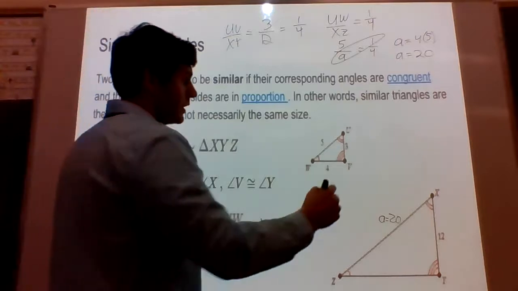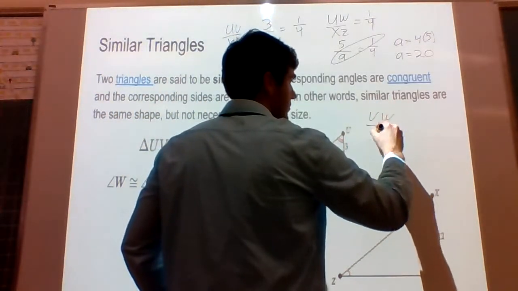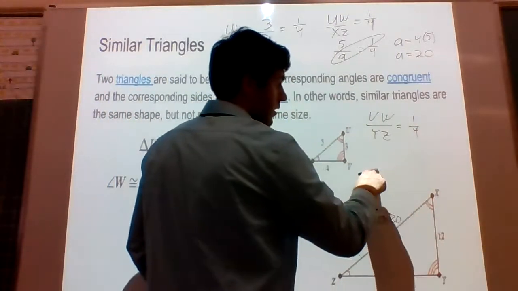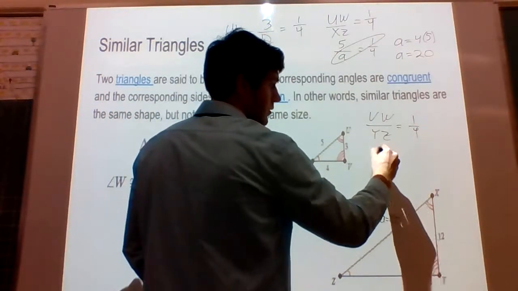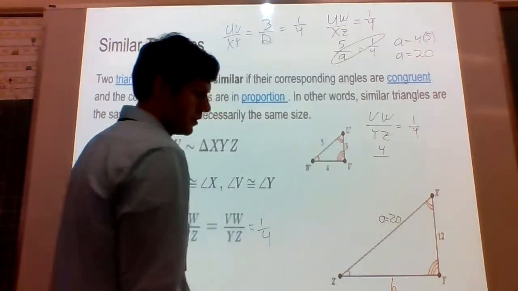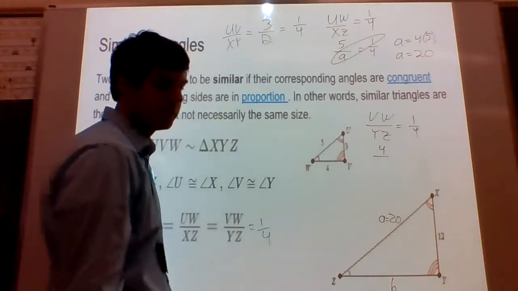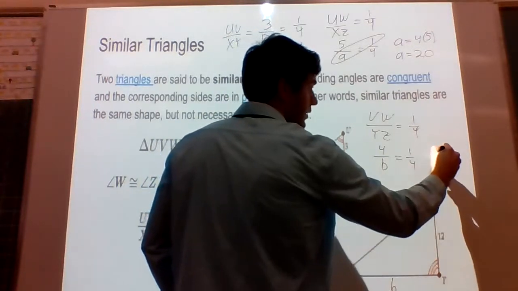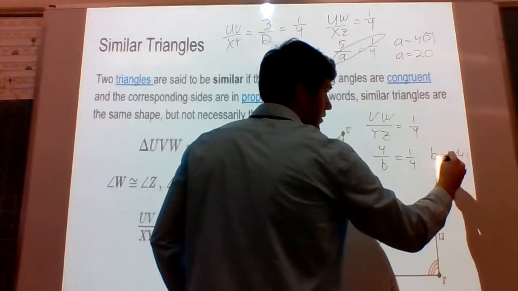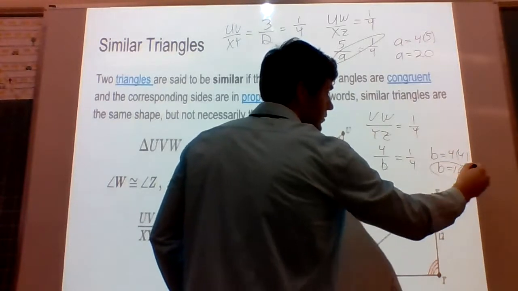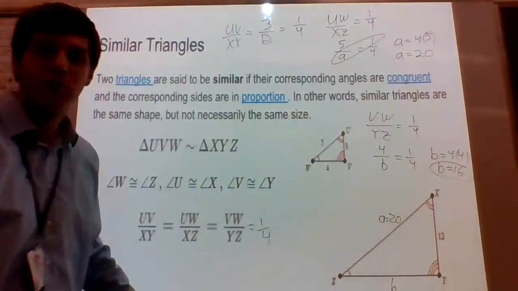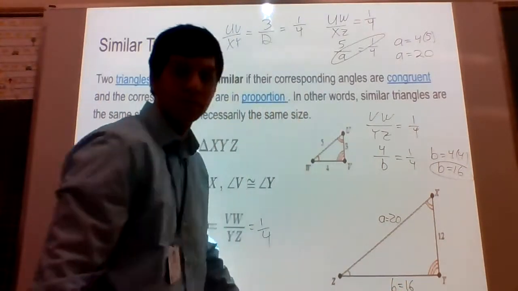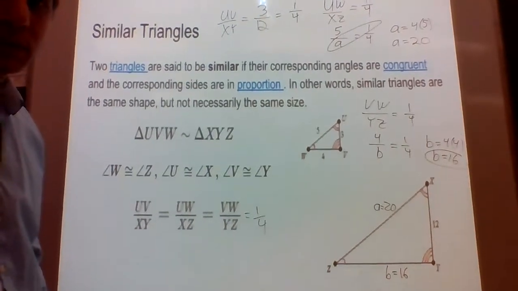So VW over YZ is going to equal 1/4. VW is 4. Let's call ZY B. So 4 over B equals 1/4. Cross multiply, we get B equals 4 times 4. B is going to equal 16, right? 1 times B is B. 4 times 4 is 16. B is going to be equal to 16.